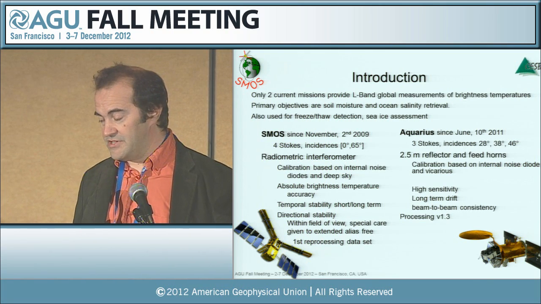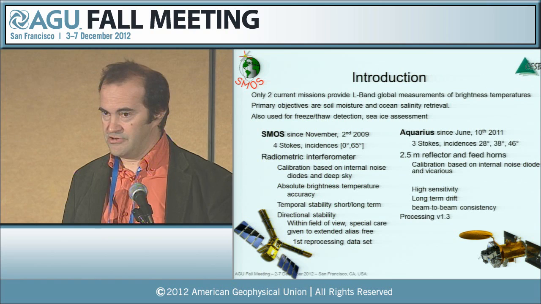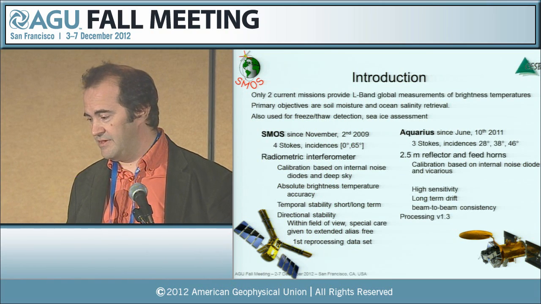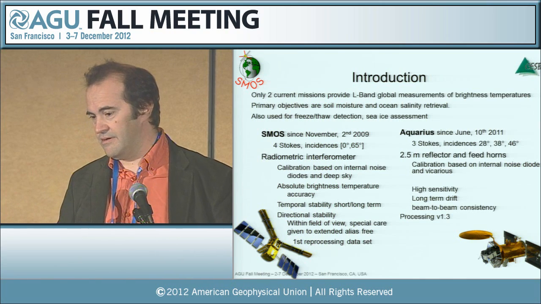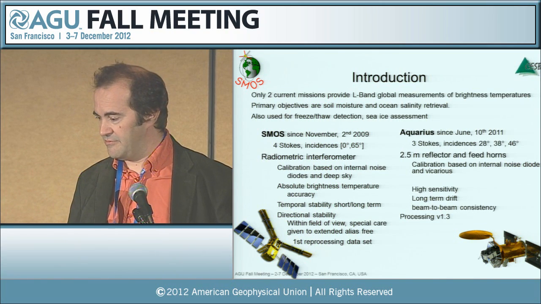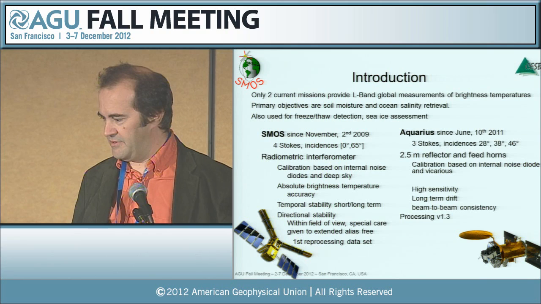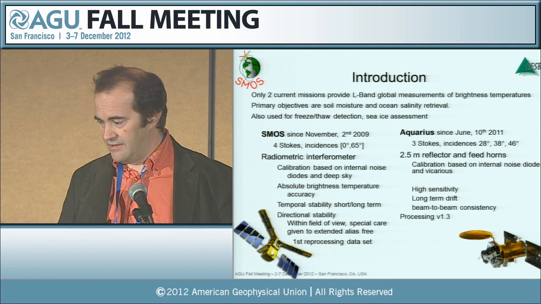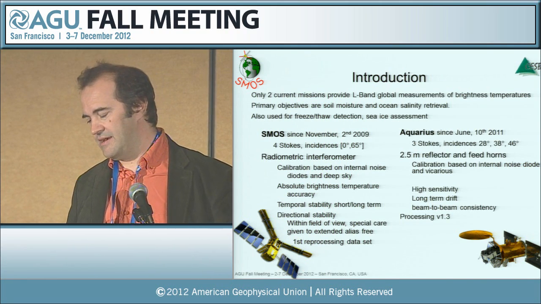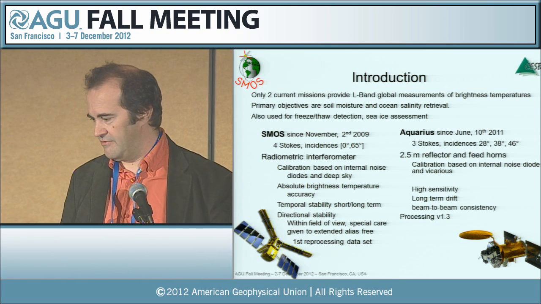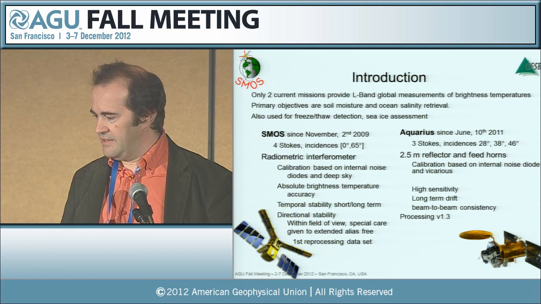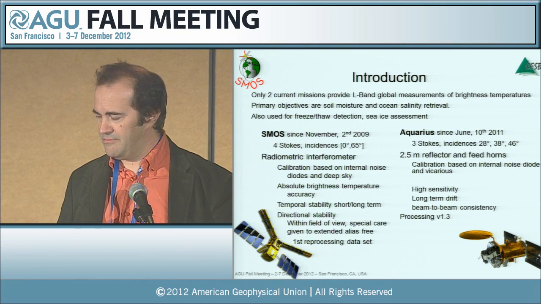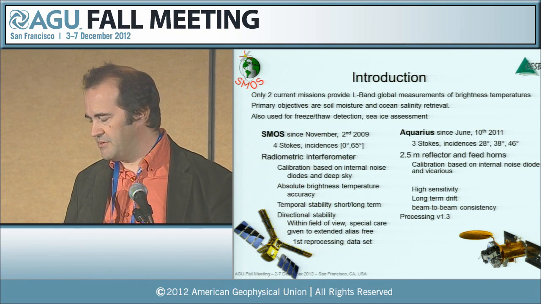We have a couple of issues regarding the calibration of the instrument. The first one being the absolute brightness temperature accuracy, of course. We want to be as representative as possible of what the surface is emitting. We also need very high temporal stability, and there we have a very specific issue with regard to the way we acquire measurements. It's the short-term stability.